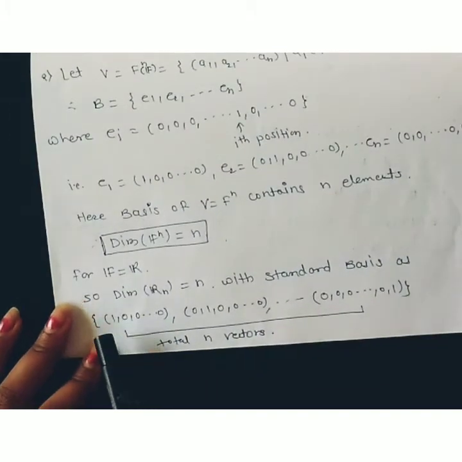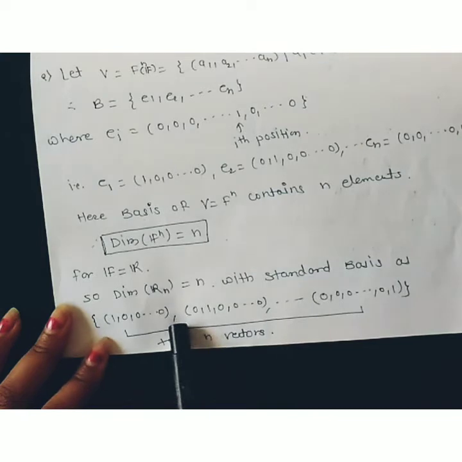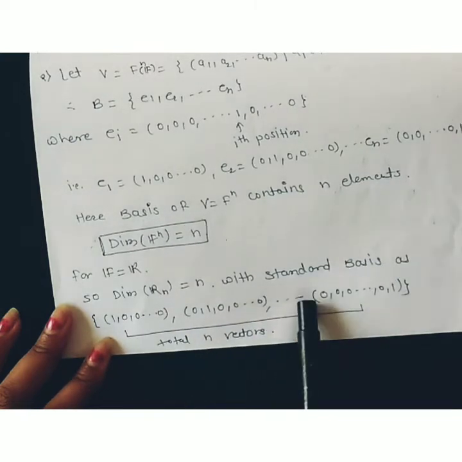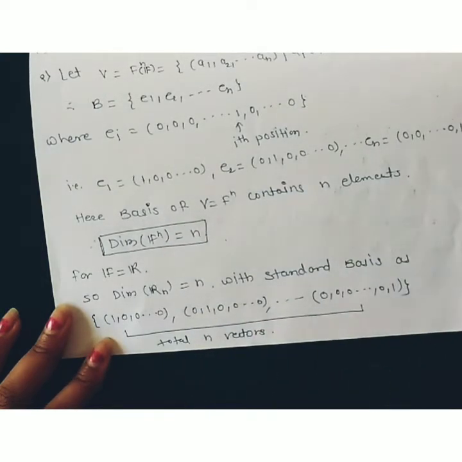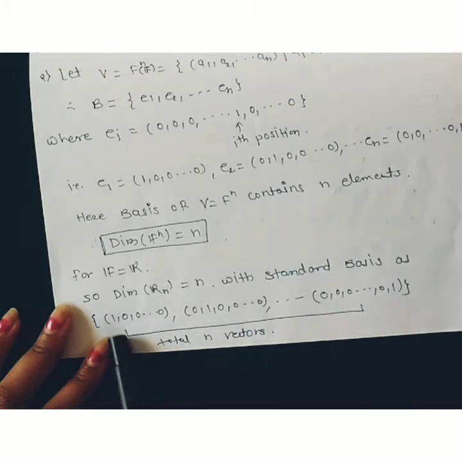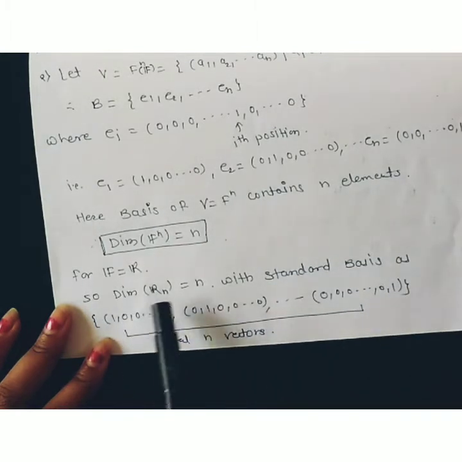Its basis is 1 0 0 ... 0, 0 1 0 ... 0, and so on up to 0 0 ... 1. This consists of a total of n elements. Therefore, the dimension of R^n is equal to n. Okay, so these are some examples of the basis.